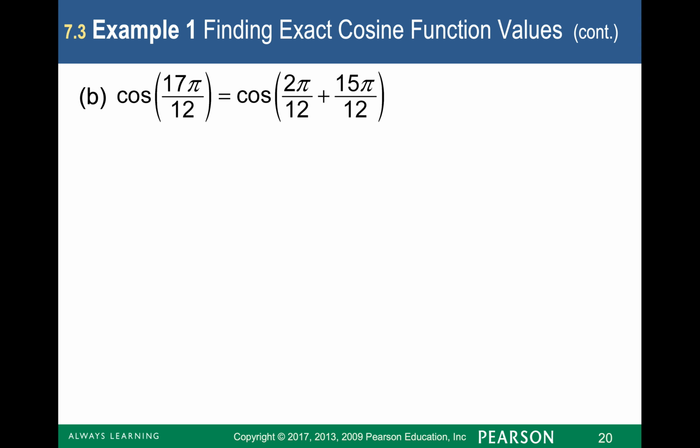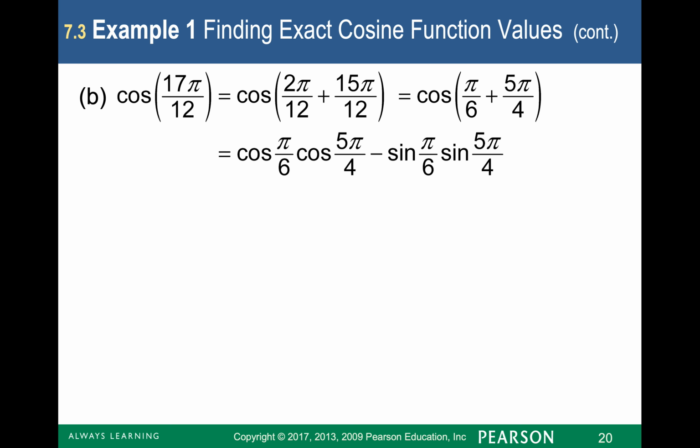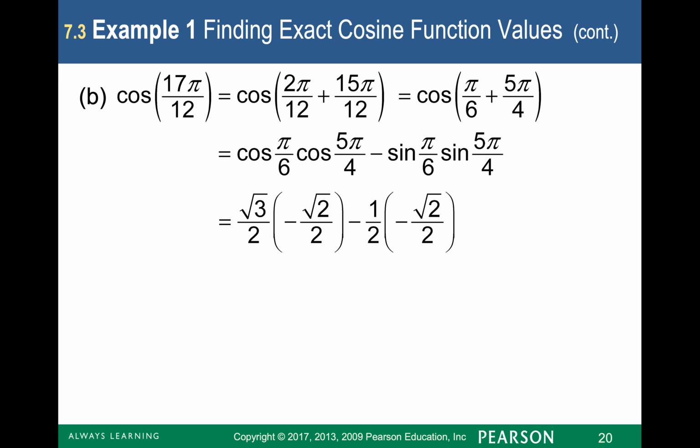Now, when they have something like 17 pi over 12, that may be kind of hard to work with. So what I would suggest is actually converting that over to degrees and then working with it from the angle of degrees. If you do that, you should notice that pi over 6 is going to be a perfect thing, and so is 5 pi over 4. So that if I have the sum, I'm going to do cosine A, cosine B, minus sine A, sine B. I'm going to plug in my exact values for those angles, and I'm going to simplify with algebra.